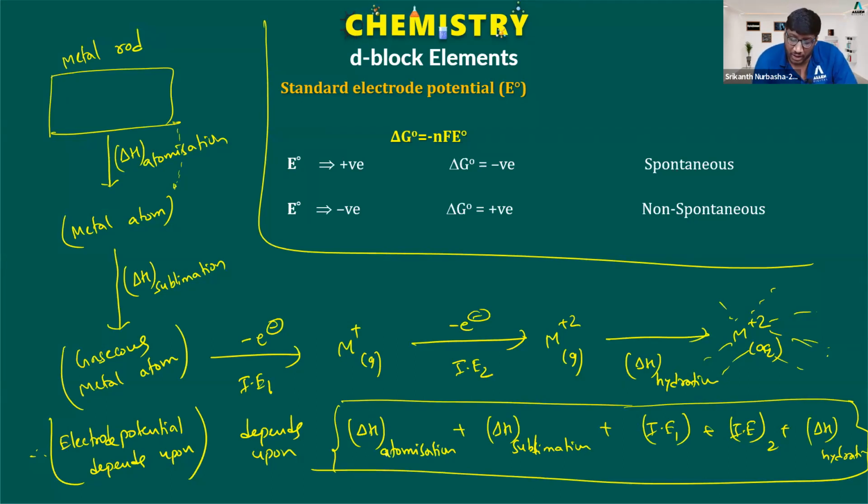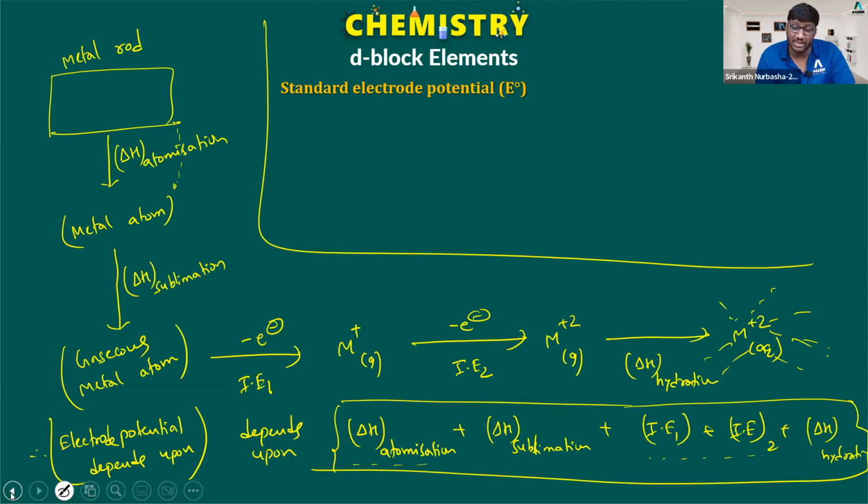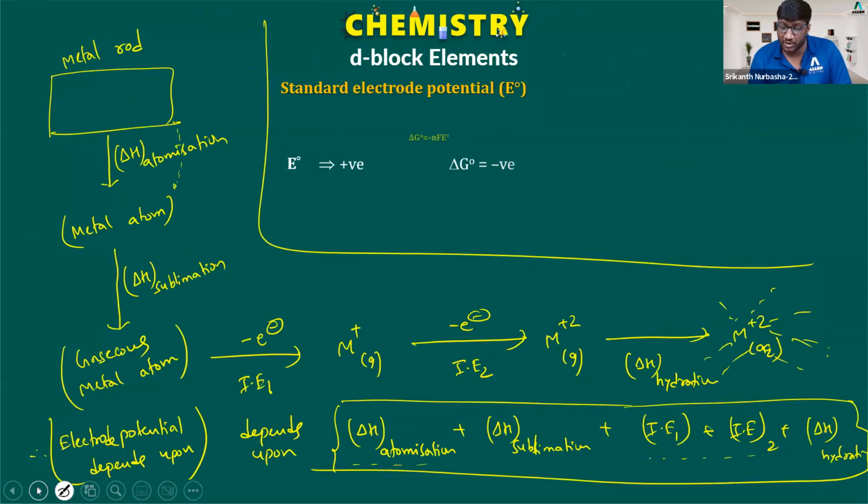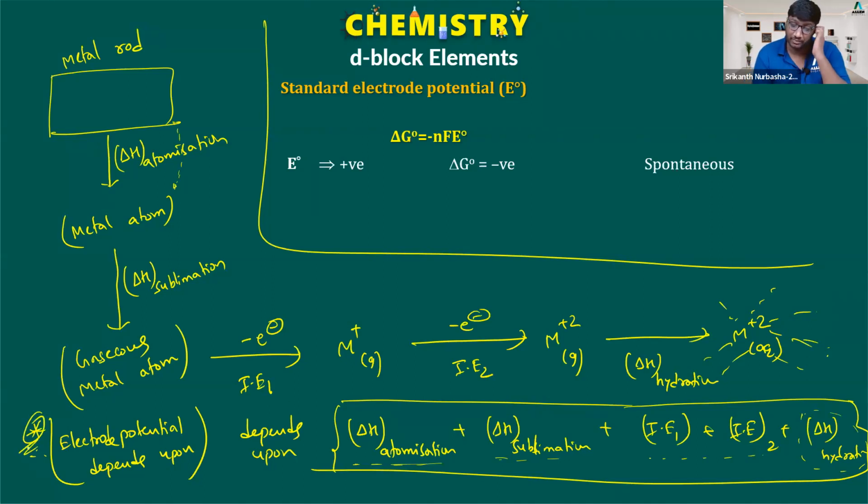And if you look carefully, you have exceptions in atomization. Enthalpy of atomization has some exceptions. Ionization energies 1 and 2 have exceptions. Why? Just now in the previous slide, I told you ionization energy does not have a regular trend because of the very low energy difference between ns and (n-1)d subshells, and also a difference in exchange energies. Sublimation has exceptions. Atomization has exceptions. Hydration also has exceptions. So ultimately, electrode potential will not have a regular trend.